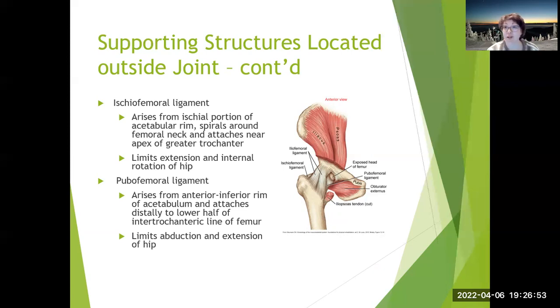But that's what you want to know. You want to know the name of the ligament, where it's located, and what motion it prevents. So all three, the iliofemoral, ischiofemoral, and pubofemoral ligaments, prevent excessive hip extension. They limit hip extension. The ischiofemoral has a side job where it limits internal rotation, and the pubofemoral has a side job where it limits abduction.